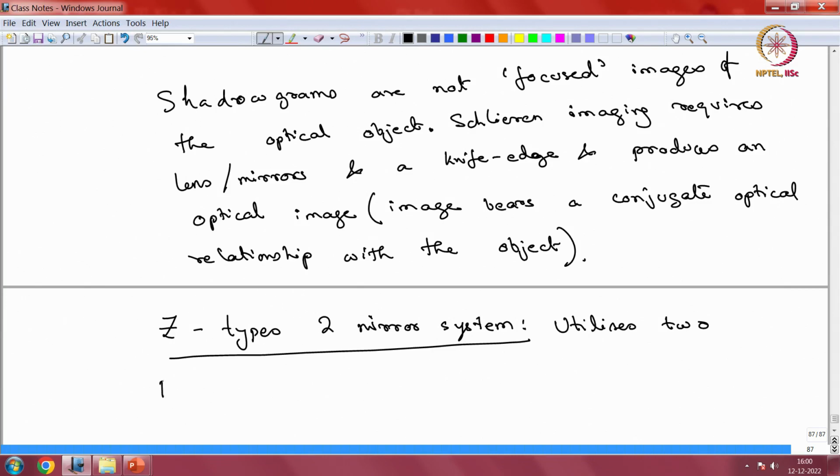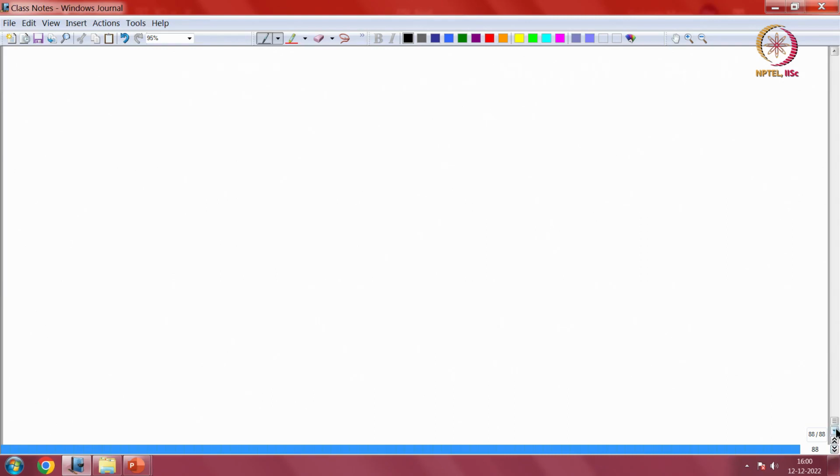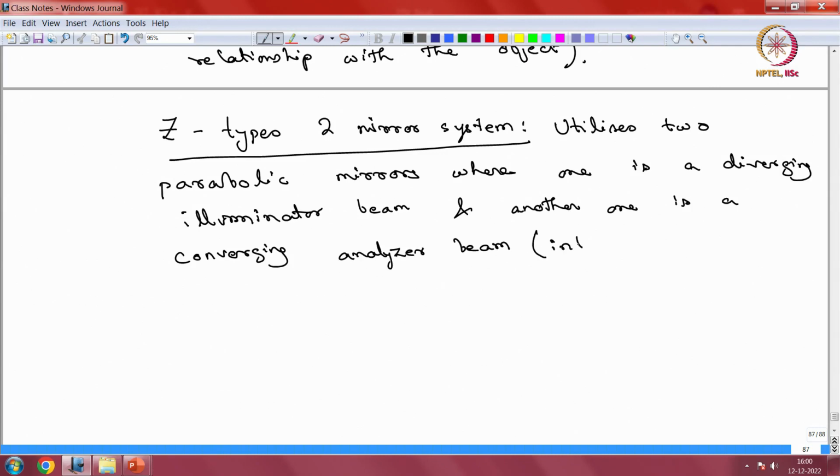So it utilizes two parabolic mirrors, where one is a diverging illuminator beam and another one is a converging analyzer beam. And the analyzer beam is what is usually intercepted by a camera.